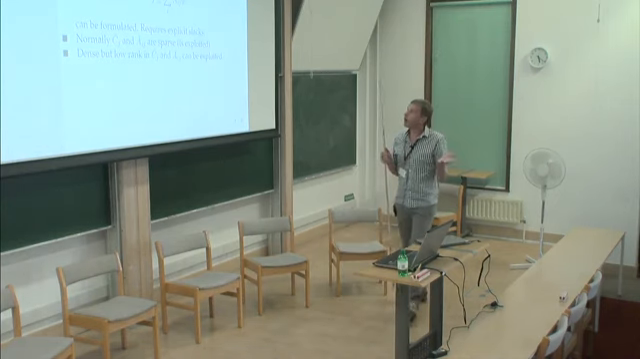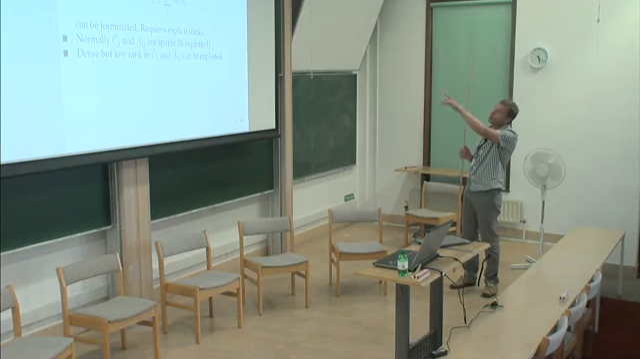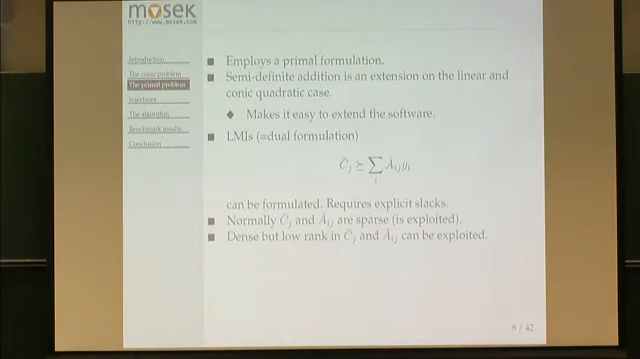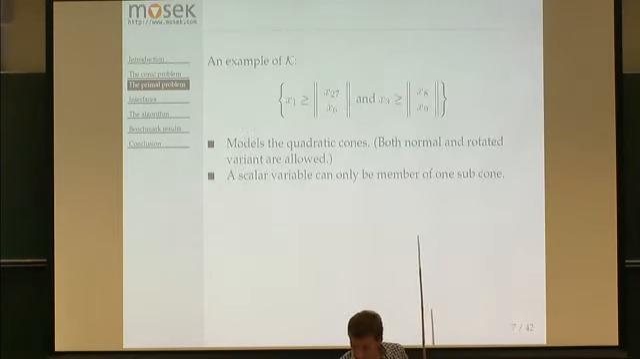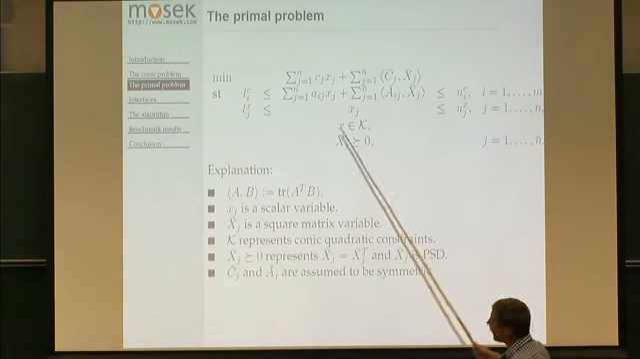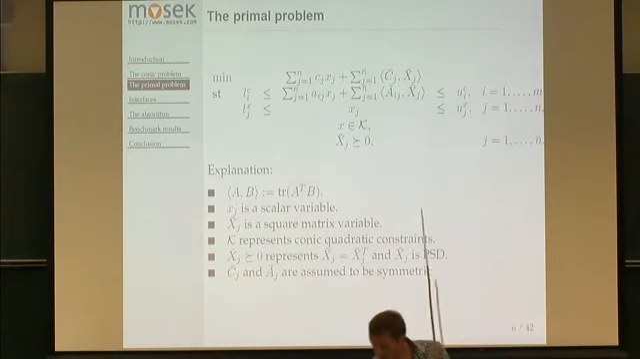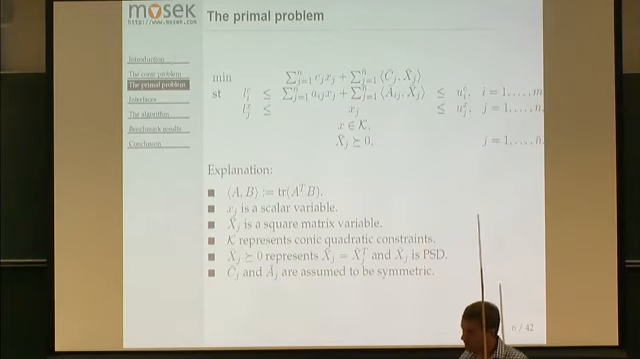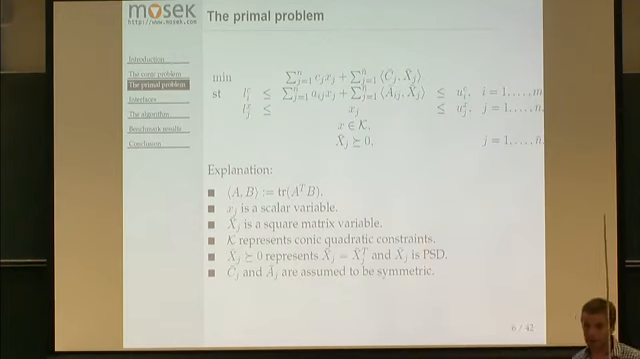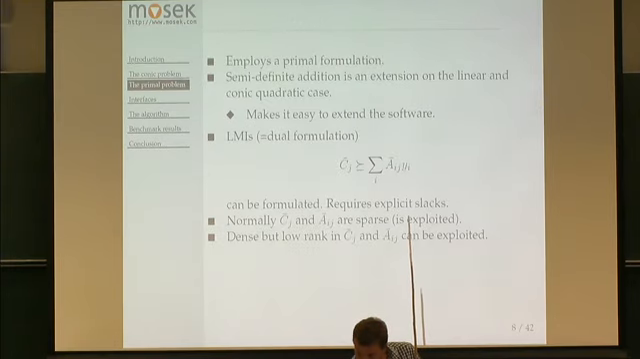So in MOSEK we employ a primal formulation, and you can see the semi-definite addition that we added is basically an extension of the linear and the conic quadratic case. So we can just remove this part, and then we are back to the linear case or the conic quadratic case. That was very convenient when we added the semi-definite stuff. We didn't want to break the compatibility with the older version.